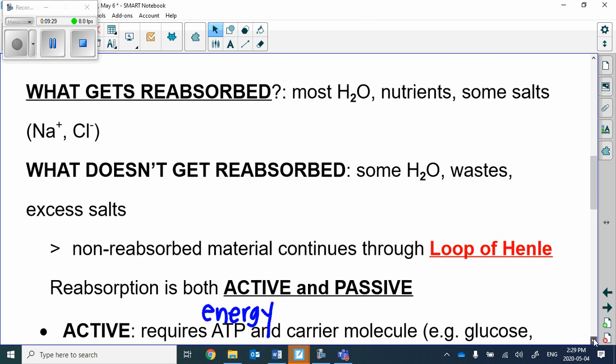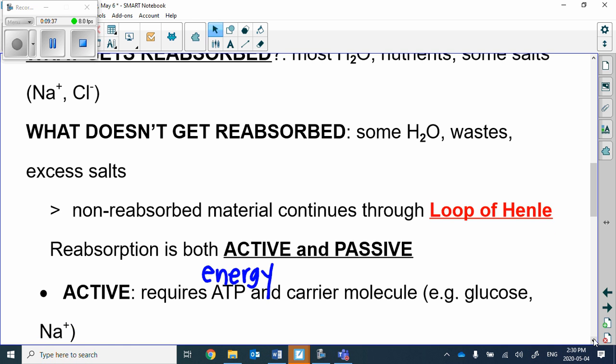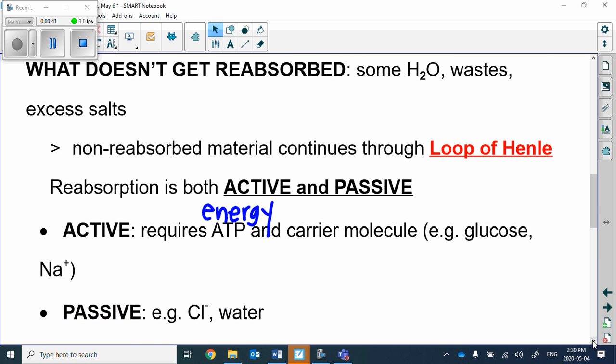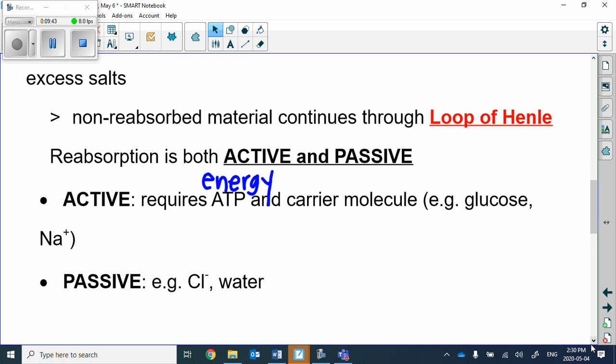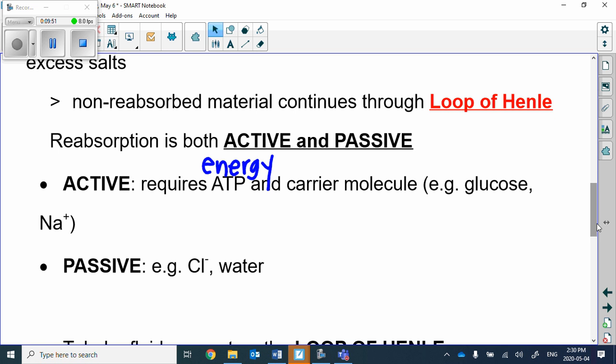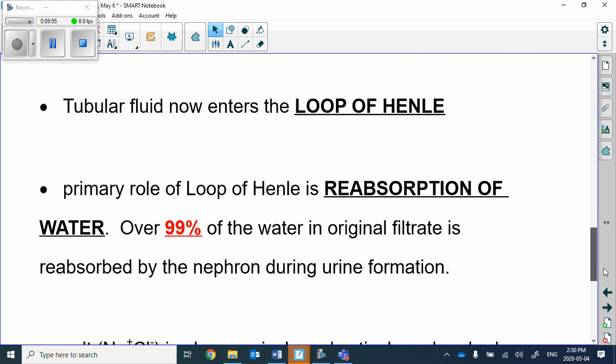So the non-reabsorbed material continues in the nephron through the loop of Henle, and reabsorption is both active and passive. Active, again, requires ATP or energy, and often a carrier molecule. Passive is just when it diffuses from high to low. So that's why it's important that we set up that concentration gradient. So things like chlorine ions and water.